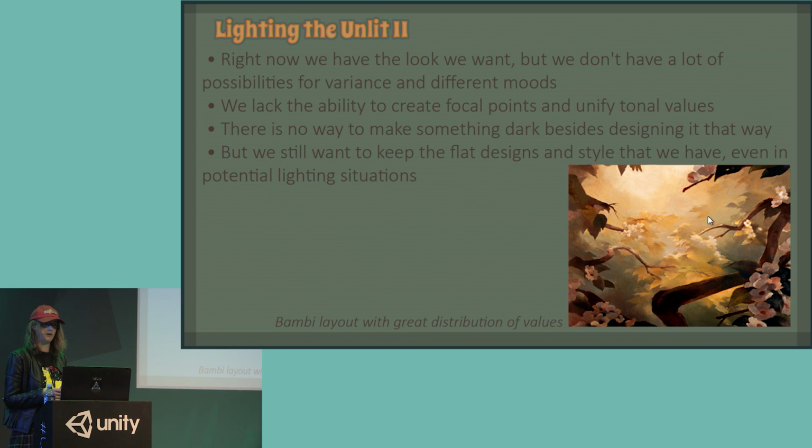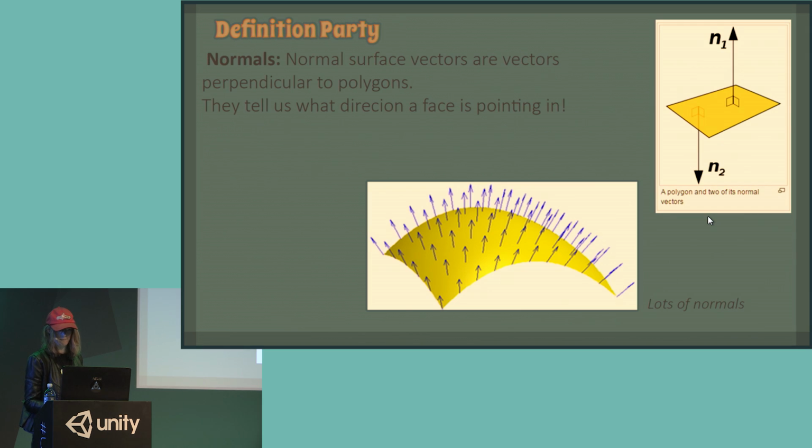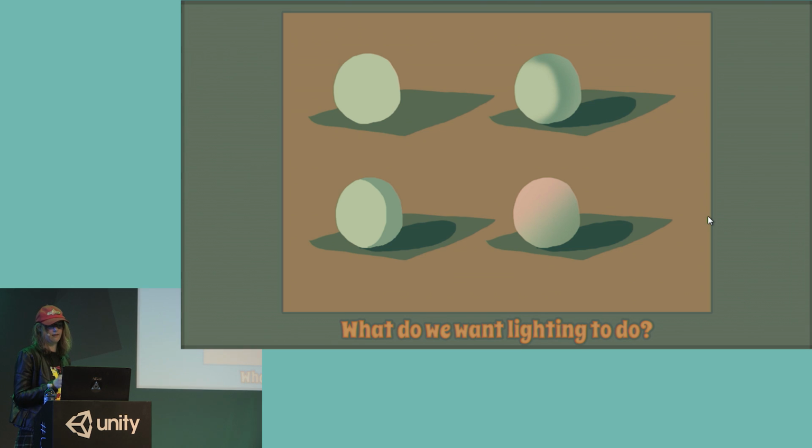Also, right now, with the way a shader works, there's no way to make anything dark besides designing it that way. So we want to be able to do all these things, but we still want to keep that flat design and style that we came up with, even in potential lighting situations. So again, that's a little bit of a greedy wish list. Really quick, normals, because it's sort of important for the next part, are just vectors that are perpendicular to their polygon. And for us, they're important because they tell us what direction a face is pointing in.